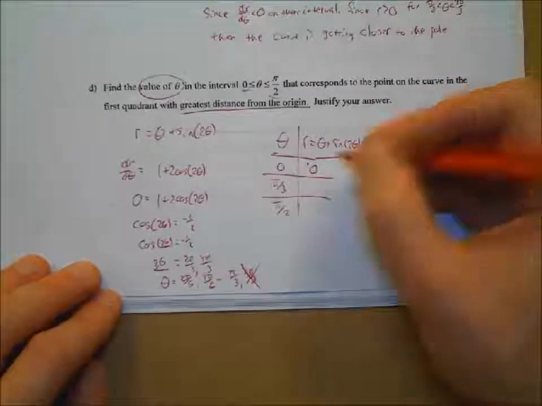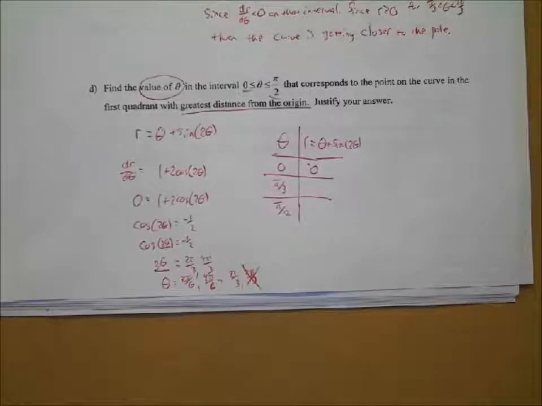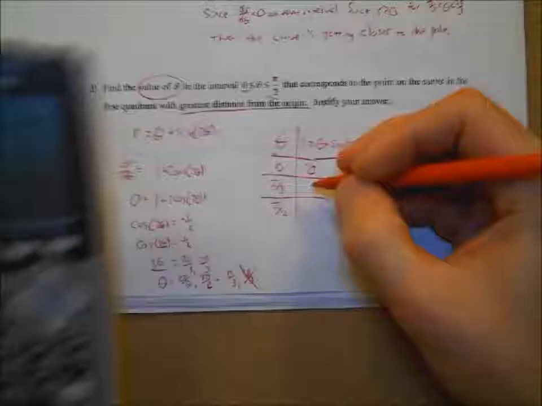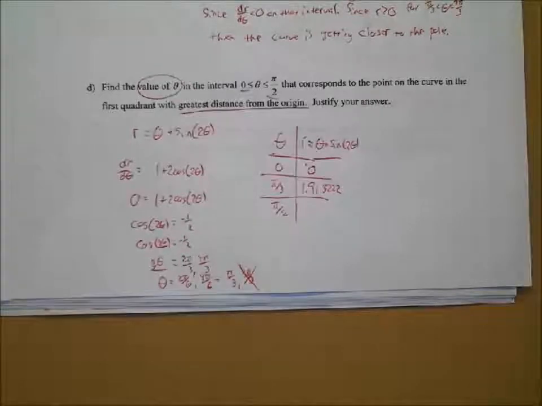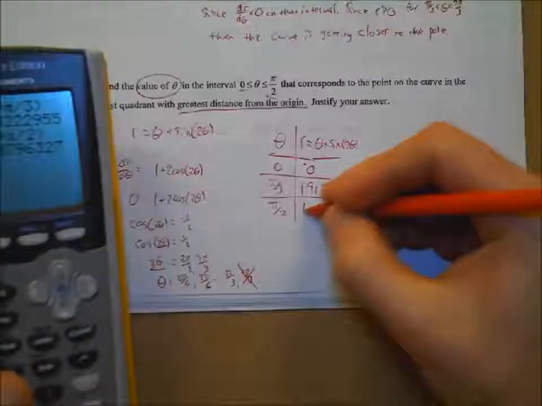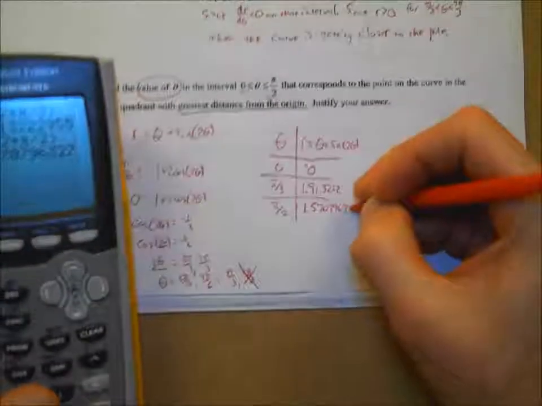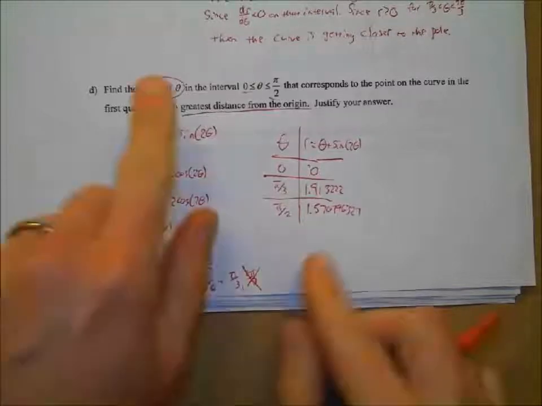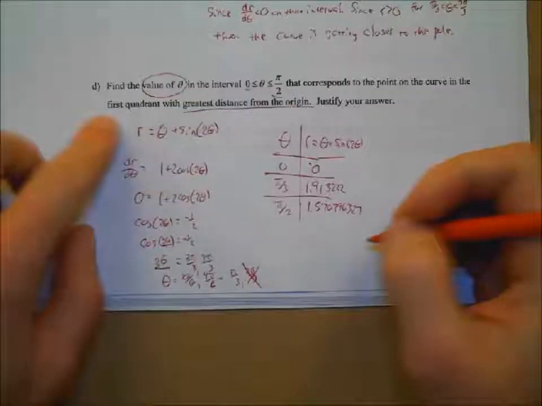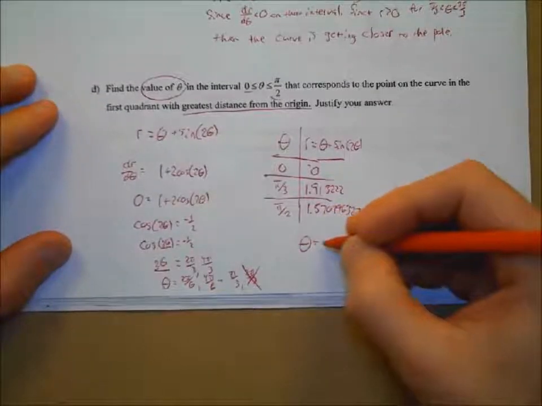Okay? For pi over 3, I'm going to use a calculator to do this. All right, so pi over 3 plus sine of 2 times pi over 3. I get about 1.913222. I'm not going to do a million things there. And then we'll do pi over 2. So pi over 2 plus sine of 2 times pi over 2, which is 1.570796327. Okay? So what's our answer here? Pi over 3. Again, the answer was the value of theta that corresponds to the point on the curve that's the greatest distance from the origin. So it's theta equals pi over 3.